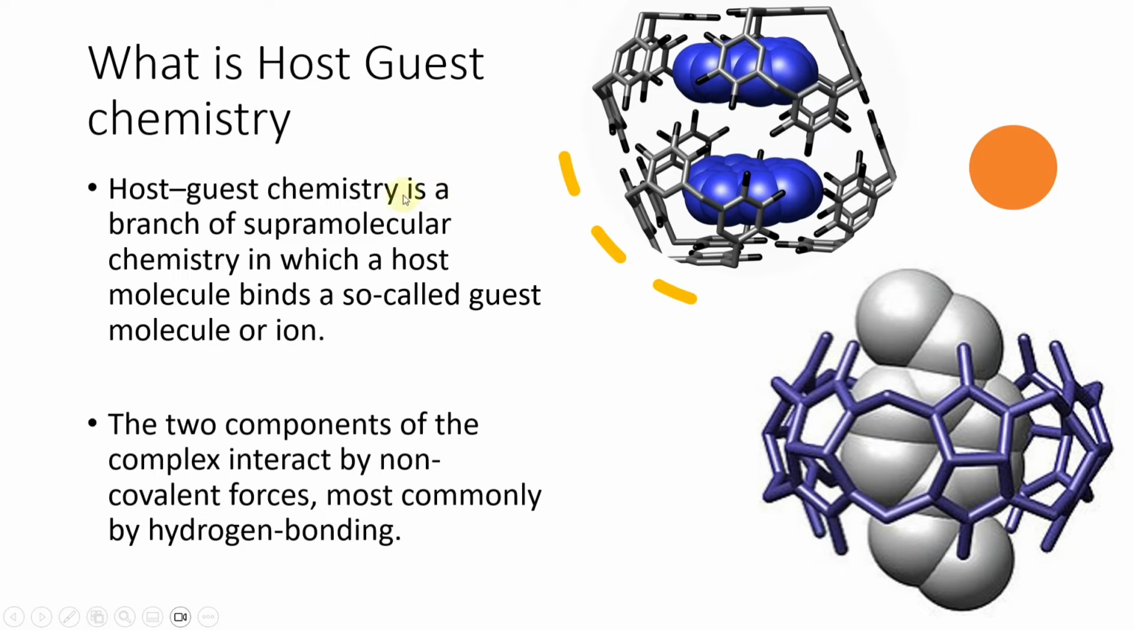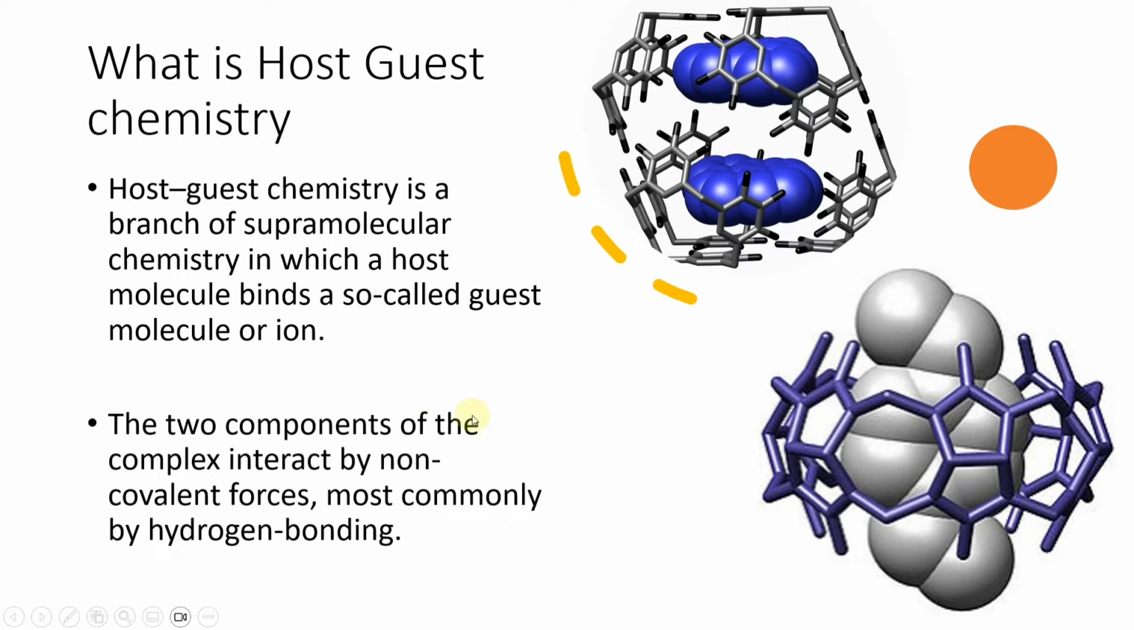Well, host-guest chemistry is a branch of supramolecular chemistry in which a host molecule binds a so-called guest molecule or ion. So in the case of host-guest chemistry, we have two molecules. One molecule is acting as a host while the other molecule is acting as a guest. So take this example here. The blue molecule is acting as a guest, whereas this gray molecule that is covering this blue molecule is acting as a host. Similarly, here this gray molecule is acting as a guest, and this blue molecule that is surrounding this gray molecule is the host.